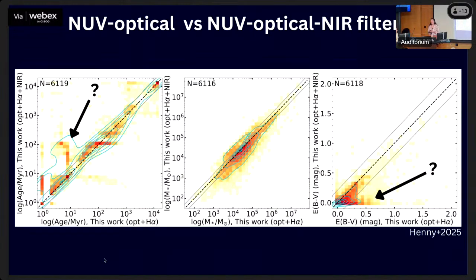So I do think that adding MIRI is potentially helping to constrain these scenarios where you have no near-IR dust, but you might have mid-IR dust. And especially if you have a dust screen, MIRI is going to have some flux. It's not going to be that bright, but there's going to be some. So I do think that's an area where MIRI could be directly helpful.